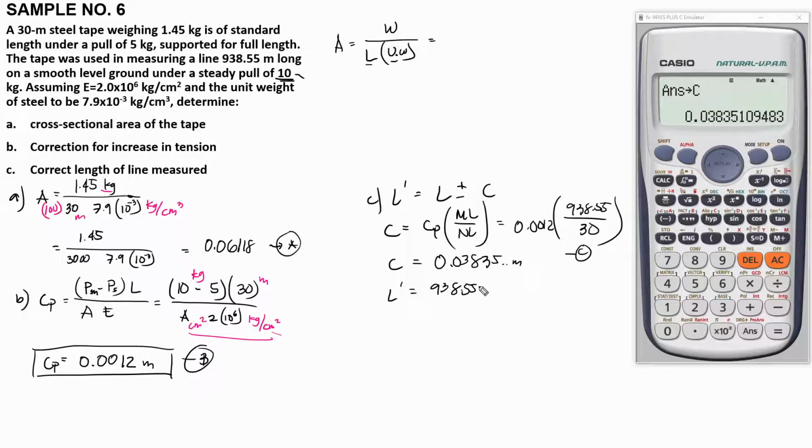Ano ba tayong ginawa natin? Di ba, kapag hinila natin yan, ang tendency humaba siya. So, most probably or most definitely na, yan ay too long. So, measure, too long. So, kailangan natin siyang i-add. So, i-add natin 0.03835. So, basically, ang magiging sagot natin dito, 938.55 plus yung calculate nating value. So, yung final answer natin, 938.5884 meters. So, ayan.